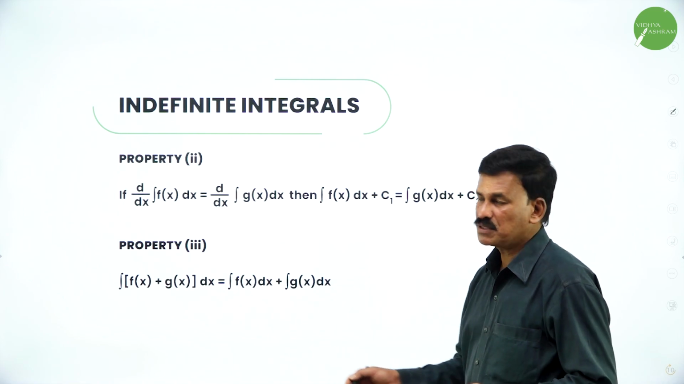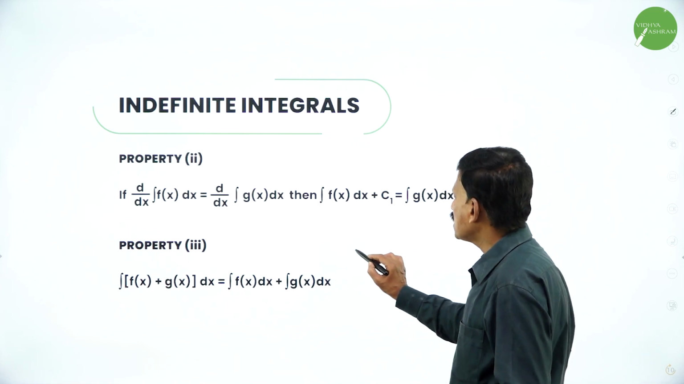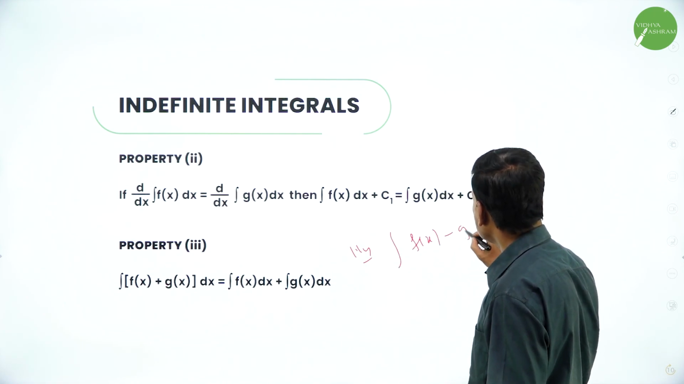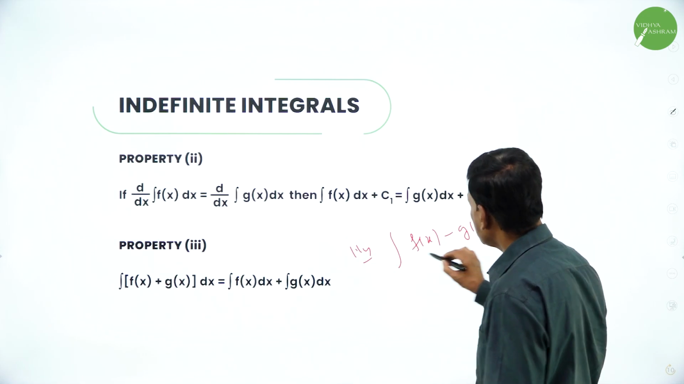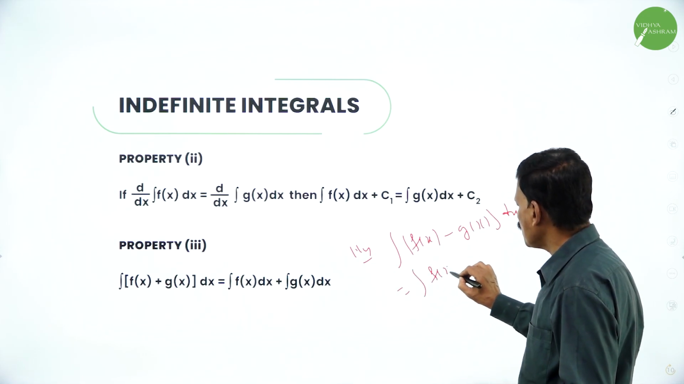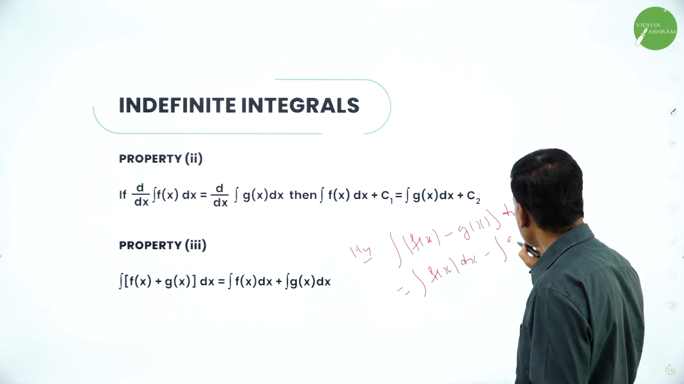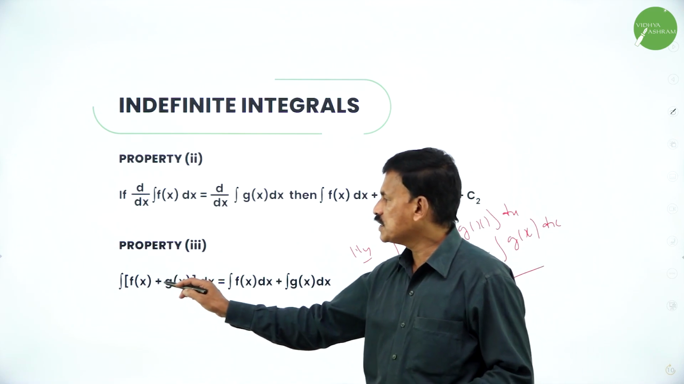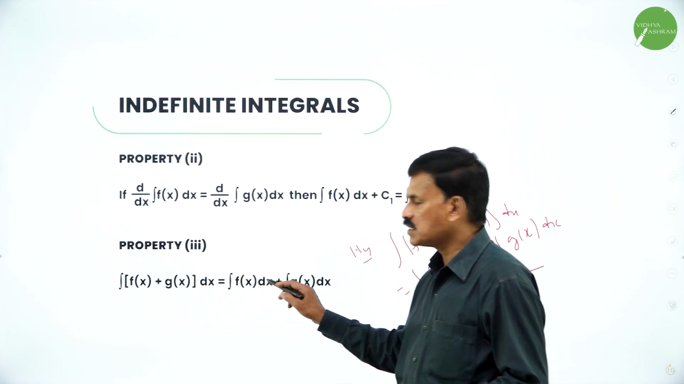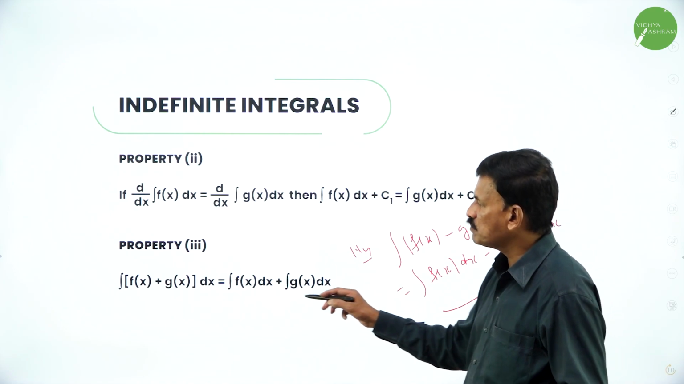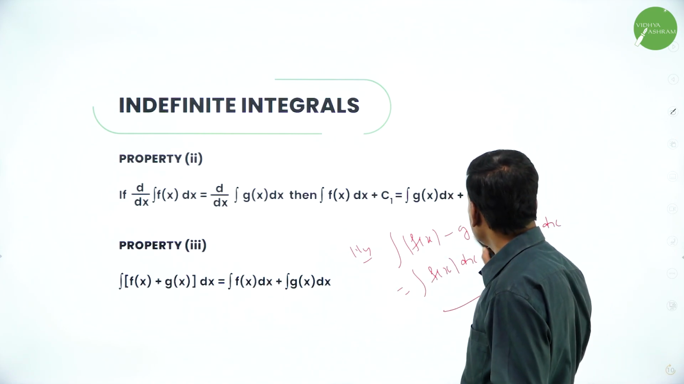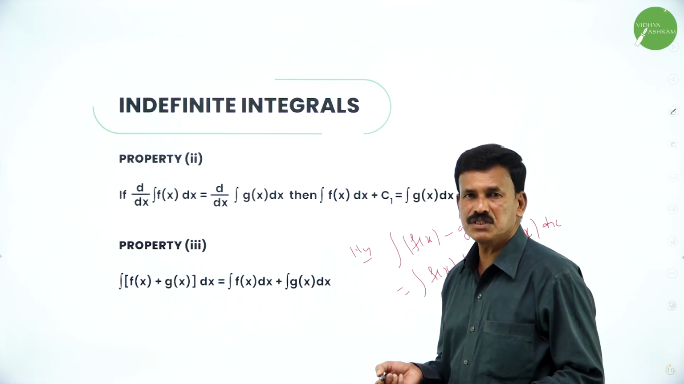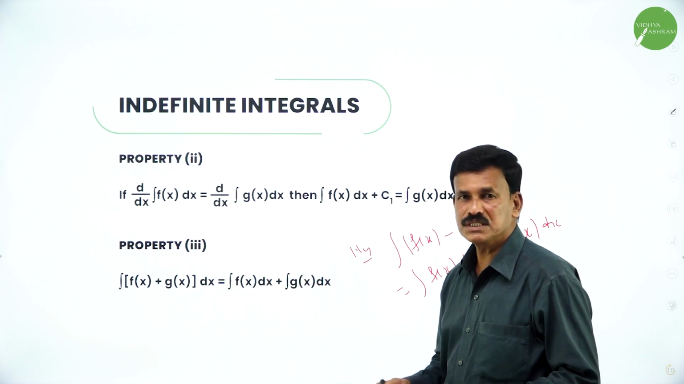So that is term by term integration. Similarly, suppose integral of f of x minus g of x dx can be integrated as integral of f of x dx minus integral of g of x dx. So that is term by term integration. So integration of f of x plus g of x is equal to integral of f of x plus integral of g of x. Similarly, integration of f of x minus g of x dx is also equal to integral of f of x dx minus integral of g of x dx. So term by term integration.